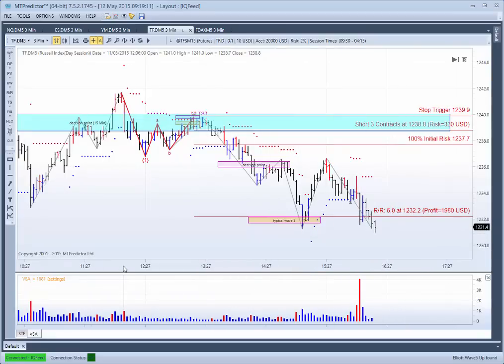So a very good day for MTPredictor yesterday on the Russell Index, particularly a bit later in the day after the high came in and we got that initial decline down there. So a great example of an MTPredictor Holy Grail trade setup on the Russell Index yesterday.